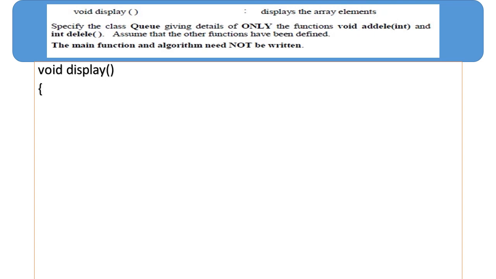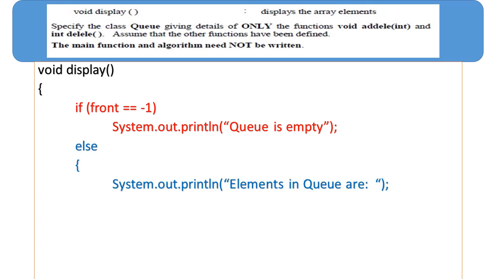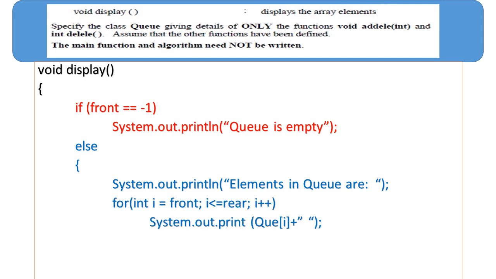So to display elements in the array, first we need to check whether it is empty or not. So if front equals minus 1, we can display the message that the queue is empty. Otherwise, for the elements to be displayed, we only focus on the front and rear indexes, because only those elements are to be shown. So the loop will run int i equals front, i less than or equal to rear, i plus plus, and then we display these array elements. So this is your display function.